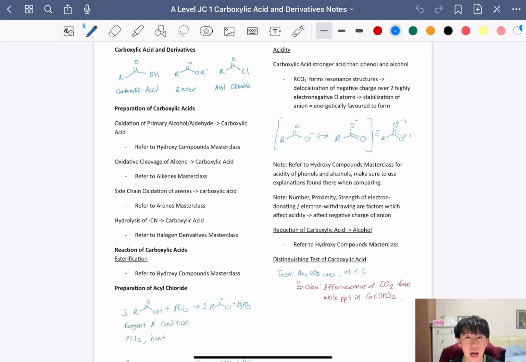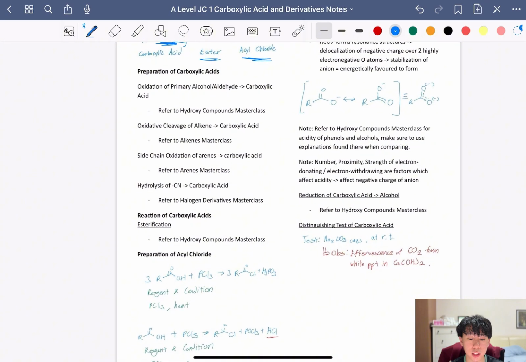derivatives can go through, as well as some of the reasoning behind some of the reactions as well, like why carboxylic acids are so acidic. So your carboxylic acids are mainly defined by the C double bond O with an OH group right over here. And you should be very familiar with some of the carboxylic acids by now, such as ethanoic acid. And its derivatives comprise of esters and acyl chlorides, which I'll run through later as well.